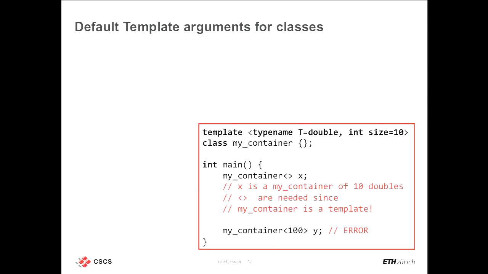My container of 100, of course, is an error because the first template argument is not an integer, it has to be a type. It doesn't find the thing and say, oh, it's an integer, it's the second argument. No, it's the first argument, it has to be the right one.